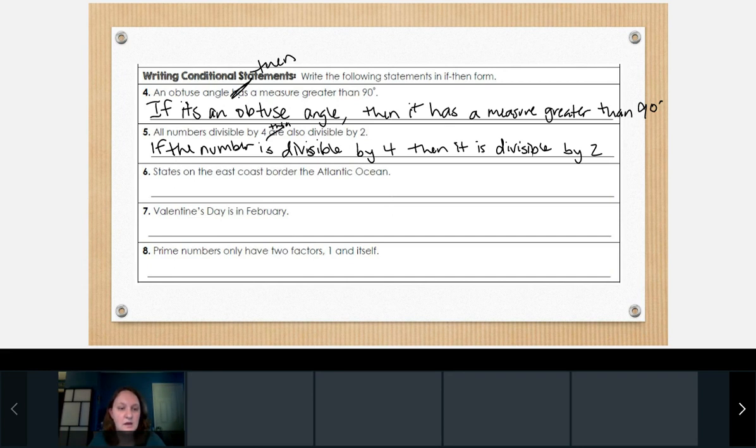Okay. I'm going to do number 6, and then we're going to move on from doing this. It says states on the East Coast border the Atlantic Ocean. Border is my verb, so that's where the word then is going to come in. So I can say if the state is on the East Coast. See how I change it a little bit? I'm not changing the meaning. I'm just changing the wording of it so it makes sense in our English language here. So if the state is on the East Coast, then it borders the Atlantic Ocean.